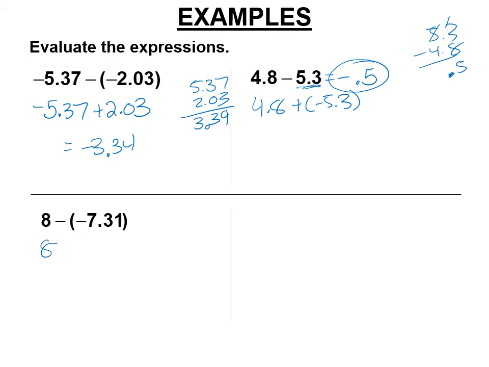8 plus 7.31, right? We're adding the opposite, so you can just add those up. 8, right? Lining up our decimal points. That's why this one is here, I think. And so it's 15 and 31 hundredths.